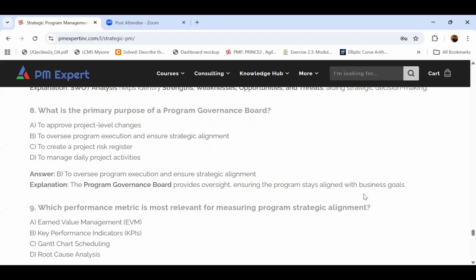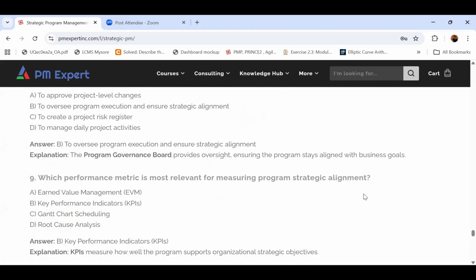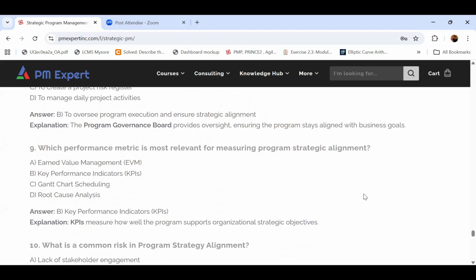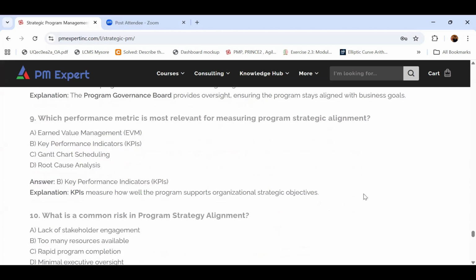Which performance metric is most relevant for measuring program strategic alignment? So A, B. No, it won't be A, because A is more output focused, right? Shouldn't it be B, Bravo? Measuring performance. B, because we are talking about strategic alignment, right? It should be B. See, earned value management, EVM, is about time and cost only. It is not about strategic alignment.